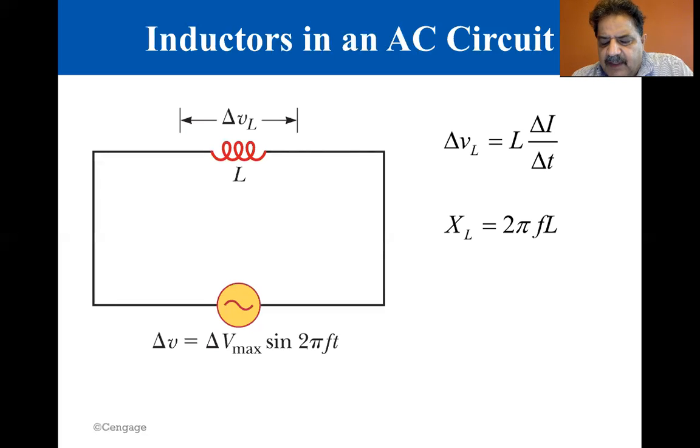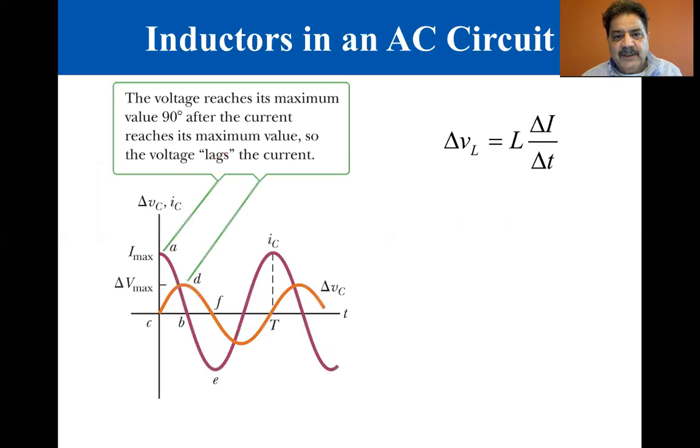With inductive reactance defined in this way, we can write an equation of the same form as Ohm's law for the voltage across the coil or inductor. VL RMS is equal to I RMS times XL, where XL is the inductive reactance. The graph here shows the instantaneous voltage and instantaneous current across the coil as functions of time.